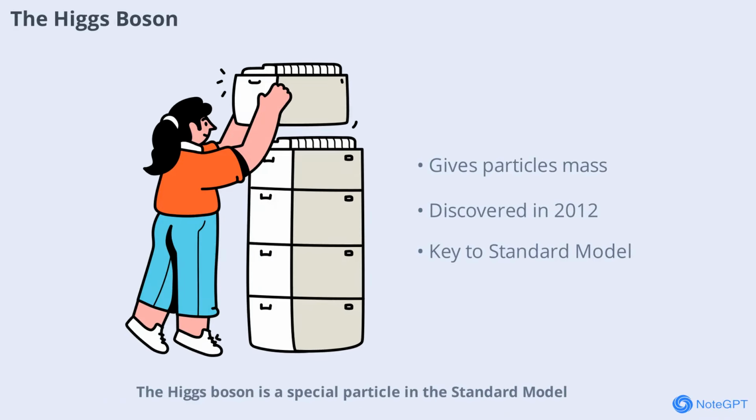The Higgs boson is a special particle in the Standard Model. It's associated with the Higgs field, which gives mass to other particles.